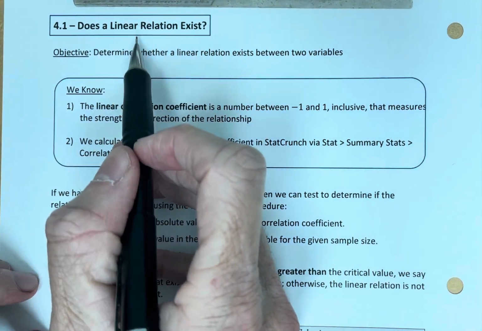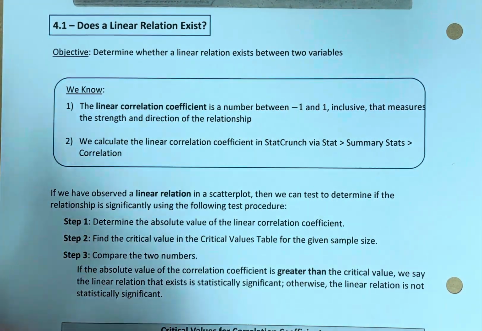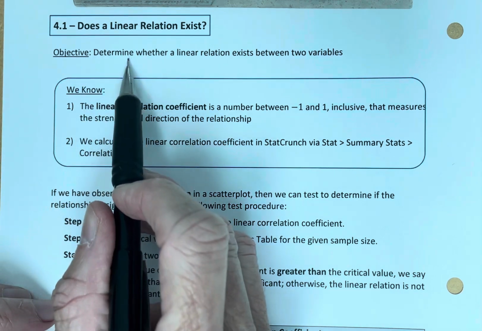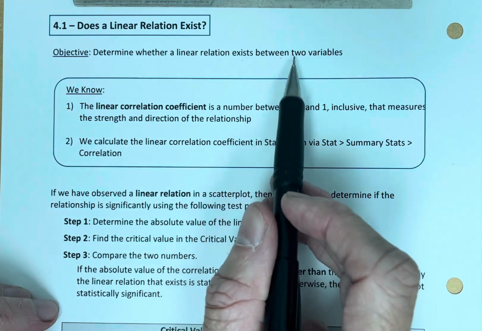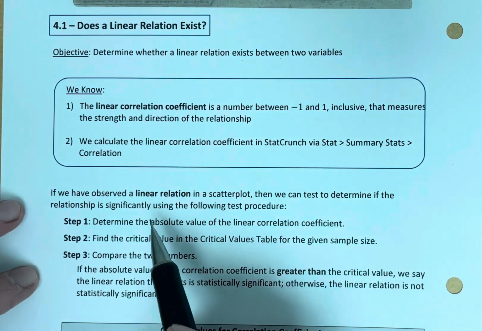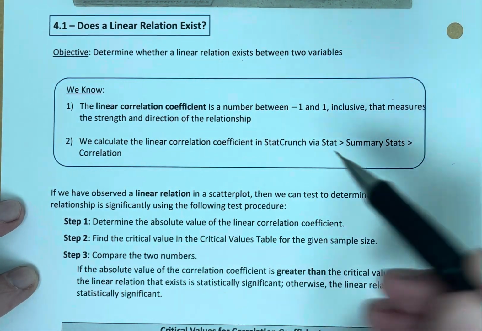Does a linear relation exist? Our objective, determine whether a linear relation exists between two variables. So let's remind ourselves what we already know.